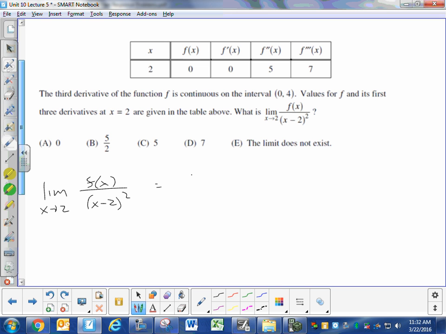My first attempt would be to plug in 2, but I realize I get 0 over 0. That should give you a big hint as to how you would tackle this. Get your answer, compare it with a neighbor. A, B, C, D, or E.